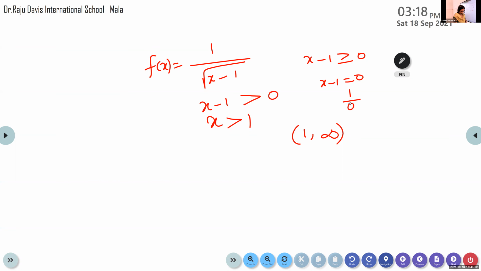Next one. Write the domain of the function f of x is equal to modulus of x plus 2 by x plus 2. What is the answer? This is a board exam question. All the questions we are discussing are previous year's board exam questions, children. What will be the answer?